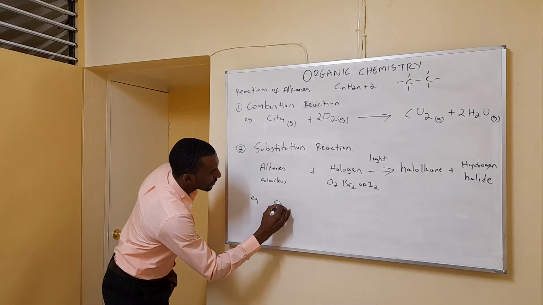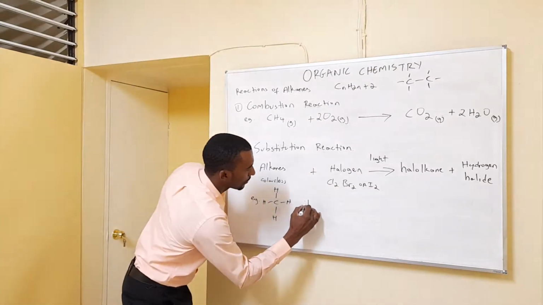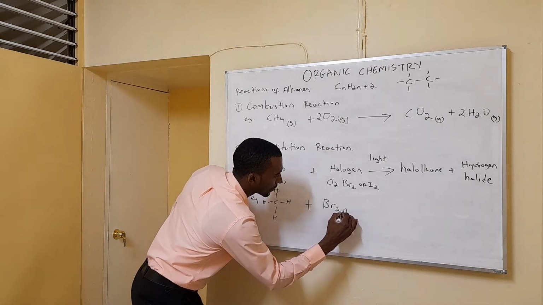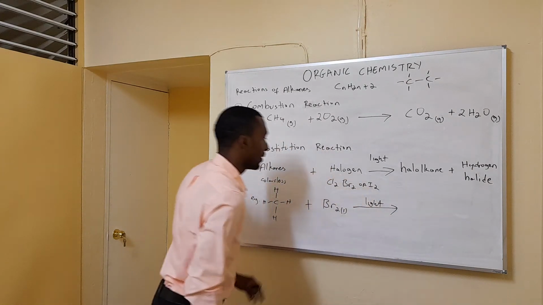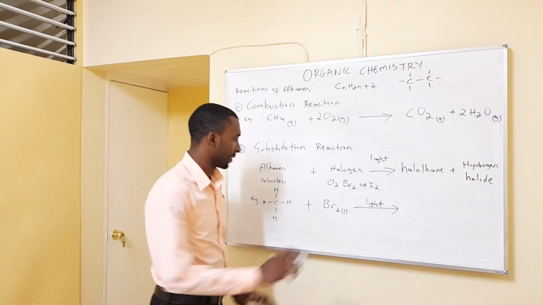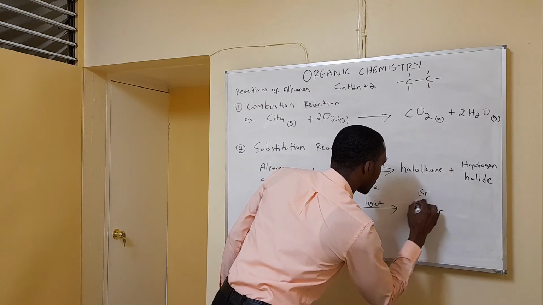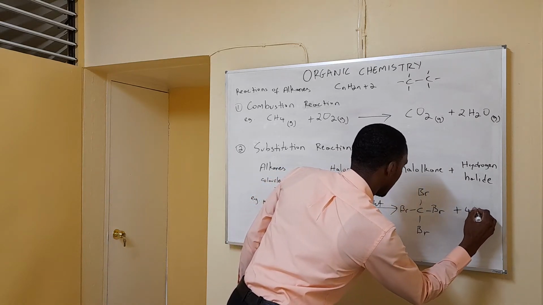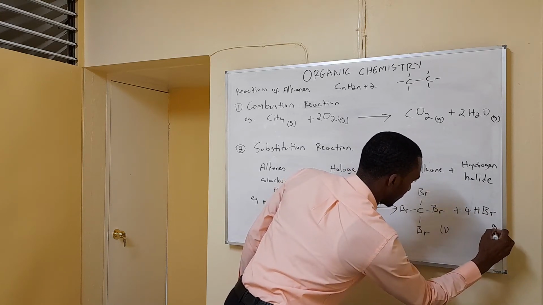So if we go CH4, methane, plus Br2 in liquid, right? So for example, if you have it in bright light, the reaction will go quickly to form CBr4 plus 4HBr, right? And this will be liquid, this gas.